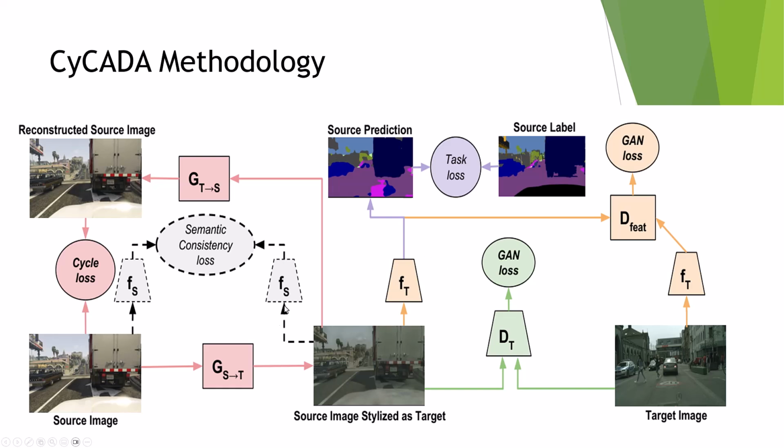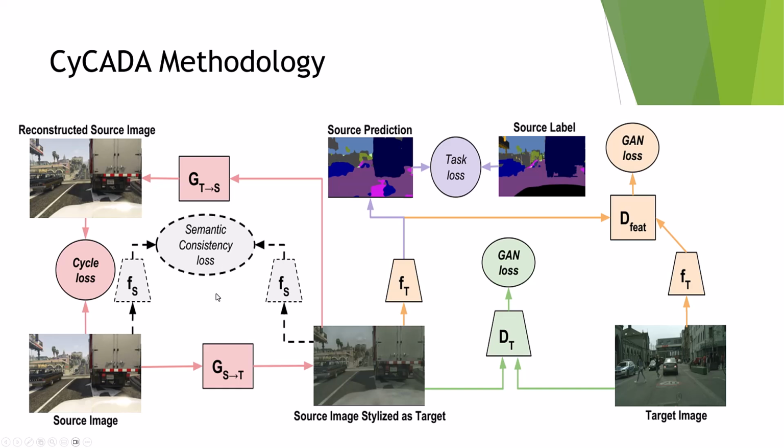Now let's focus on this red cycle, which highlights one of CyCADA's key innovations. If you remember, we mentioned cycle consistency. The idea was if you transform an image to the target domain and then transform it back to the source domain, the result should be nearly identical to the original. The cycle consistency helps preserve the structure and content during the adaptation process.